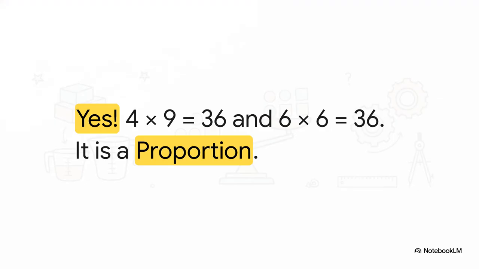And the grand reveal? Yes, they absolutely form a proportion. Cross-multiply it. Take the outer numbers, 4 times 9, which is 36. Take the inner numbers, 6 times 6, which is also 36. 36 equals 36. It is a completely flawless proportion.